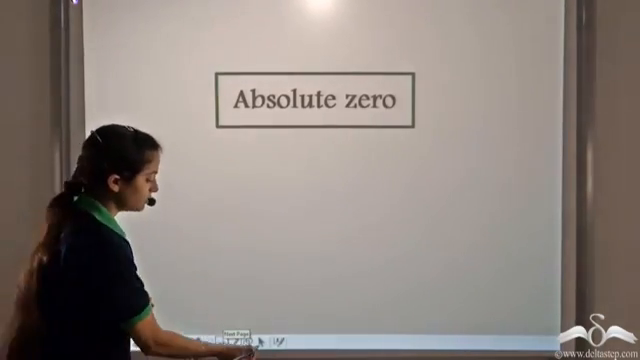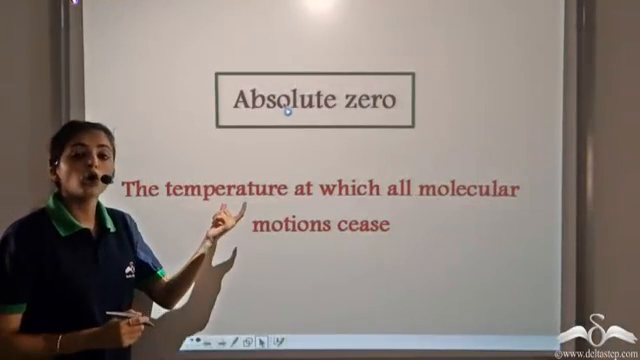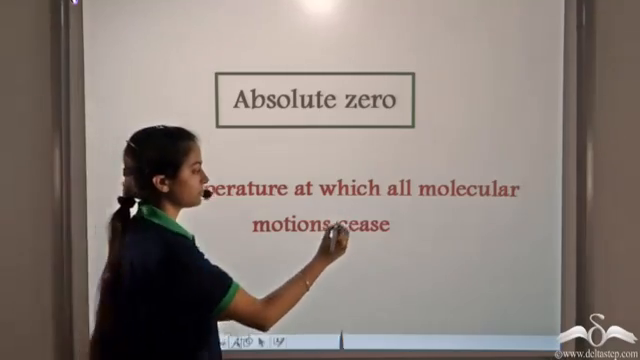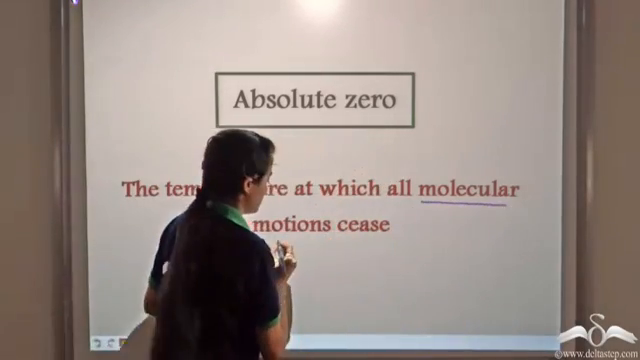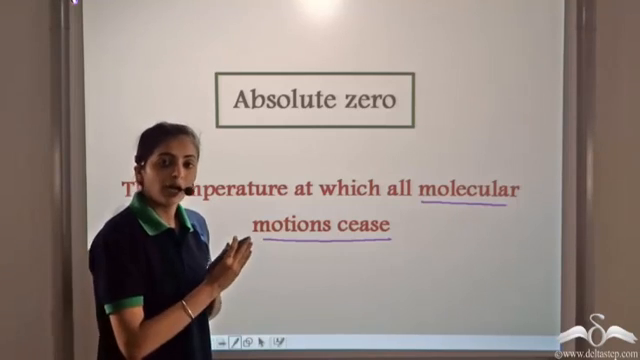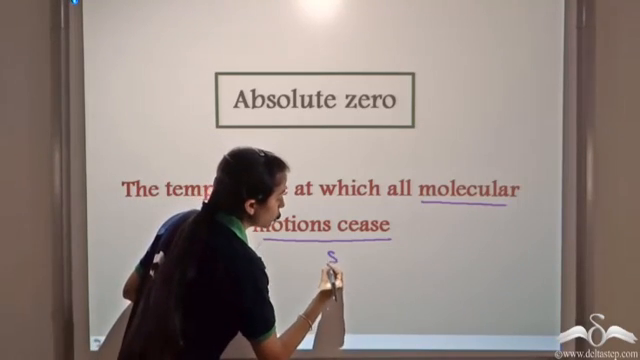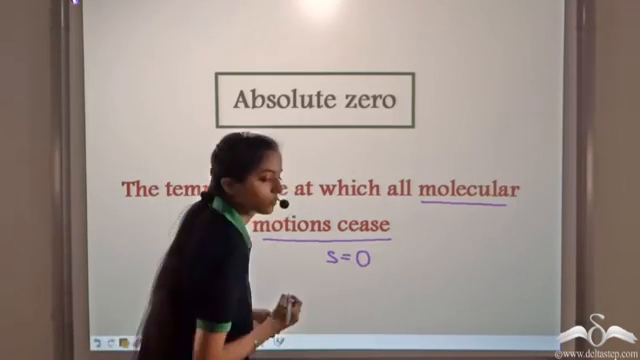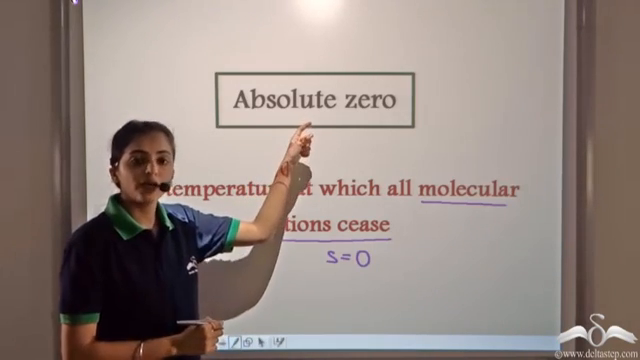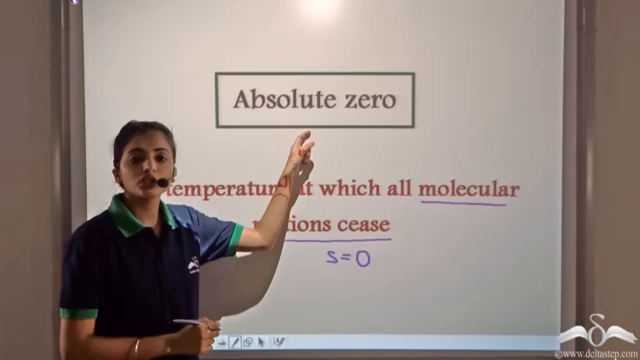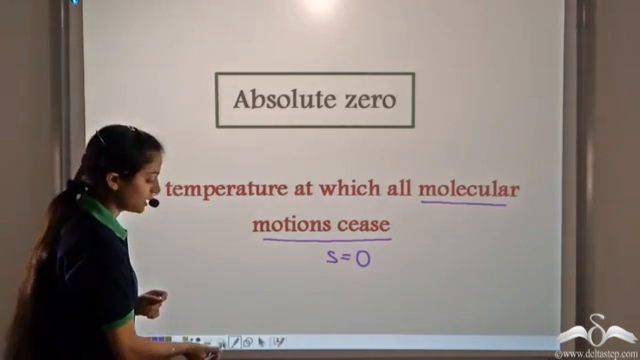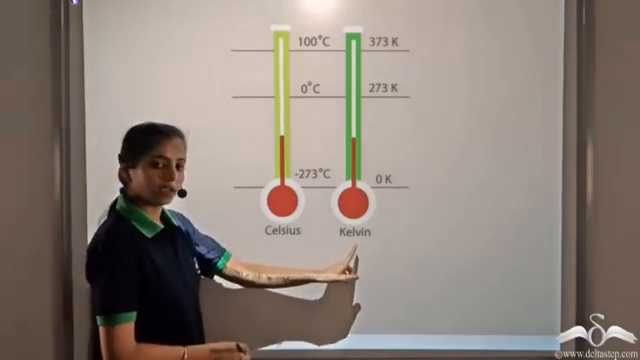According to Lord Kelvin, this is the temperature at which all molecular motions cease. This means the particles stop moving. As they stop moving, the speed of the particles becomes zero. So this temperature, absolute zero, was defined by Lord Kelvin as the temperature at which all the molecular motions cease. So he gave his scale known as the Kelvin scale.